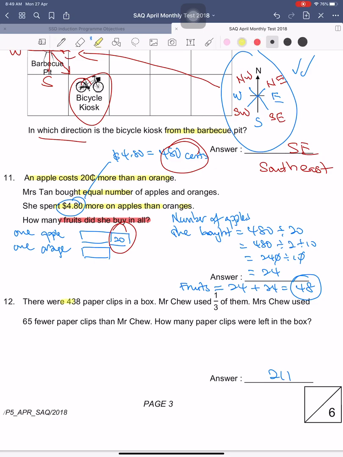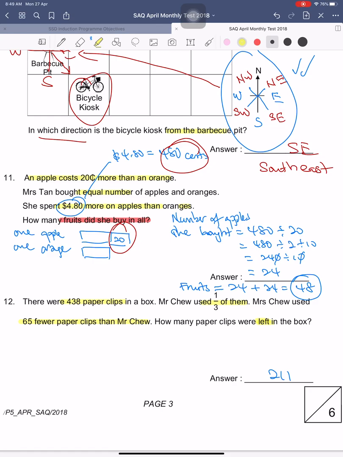There were 438 paper clips in a box. Mr. Chiu used 1/3 of them. That means 1/3 of the 438. Mrs. Chiu used 65 fewer as compared to Mr. Chiu. So how many paper clips were left?